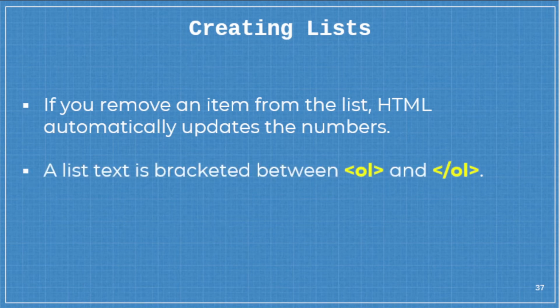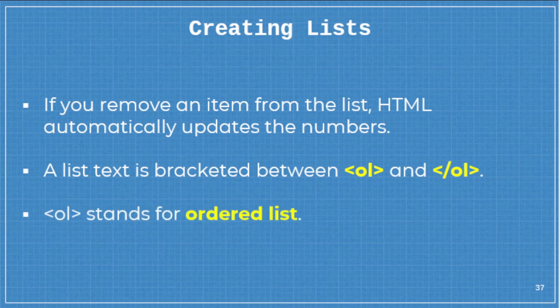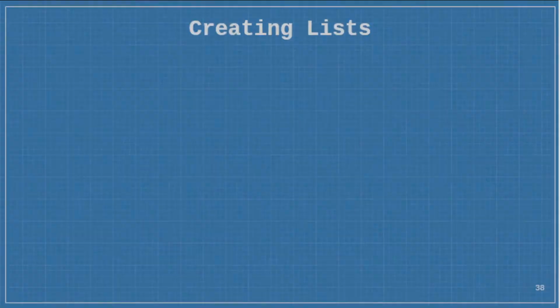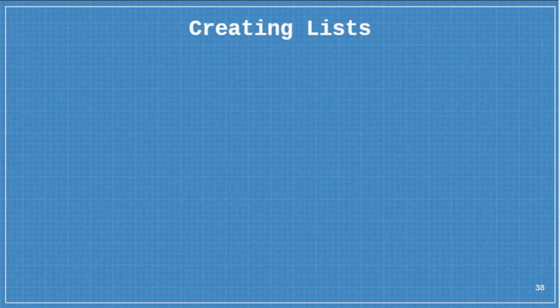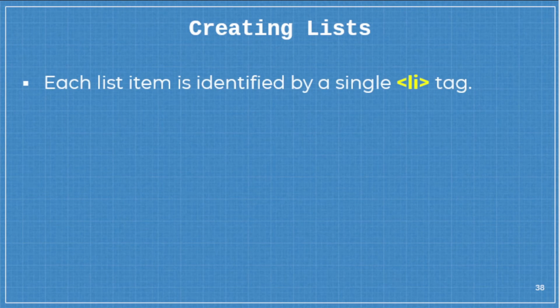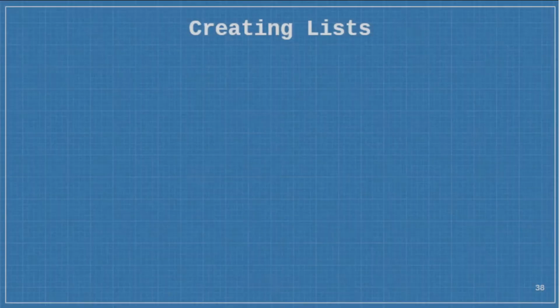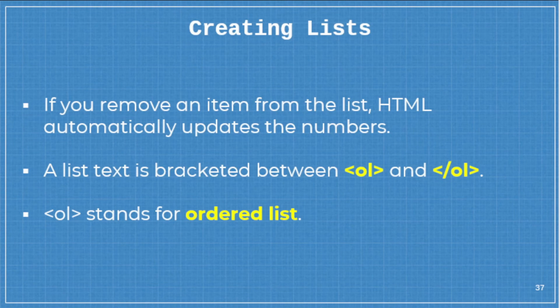Okay? So a list is bracketed between OL and /OL for ordered list. You get me? So we're going to use this. OL stands for ordered list, and then /OL to close it. Alright, so OL is simply a starter to tell the browser that, hey browser, I'm going to create a list. It's like a marker to tell your browser that you're going to create an ordered list.